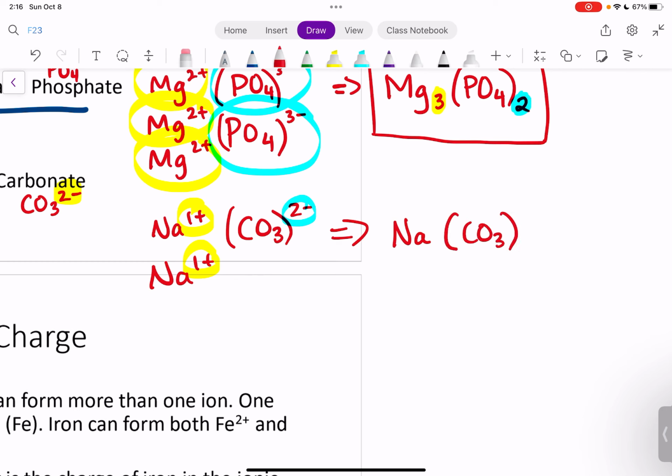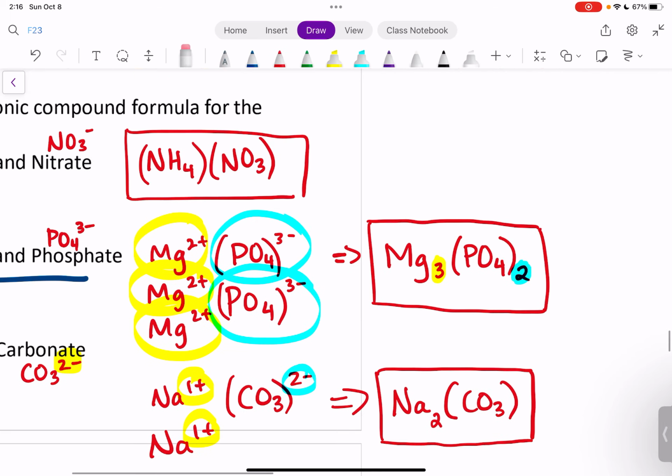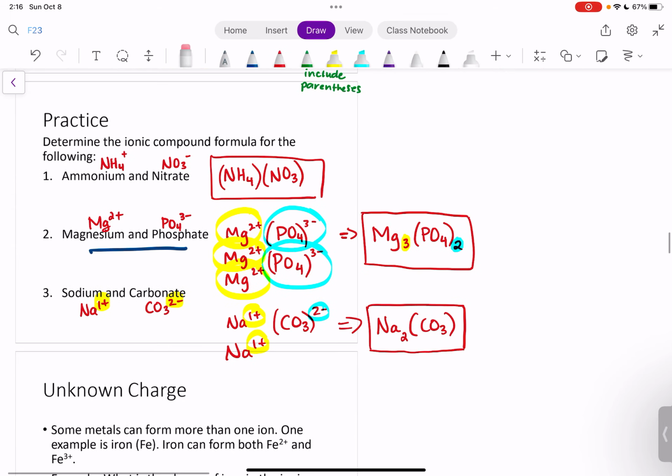And now we've got to represent that formula correctly with how many of each we have. Now we have 2 NH4s, so we're going to put a 2 there. And then we've got 1 carbonate, so there is an imaginary 1 there, but you don't need to write it out. You can just leave it like that.